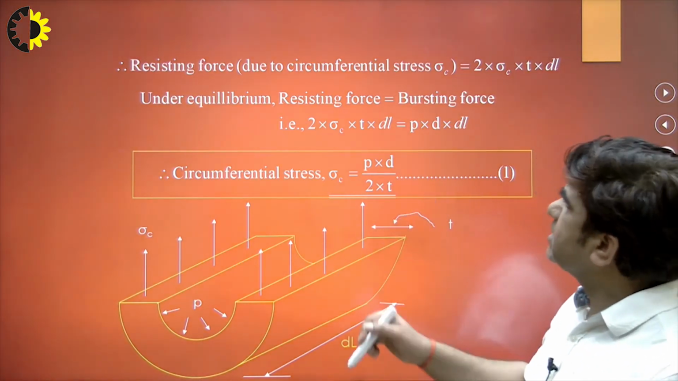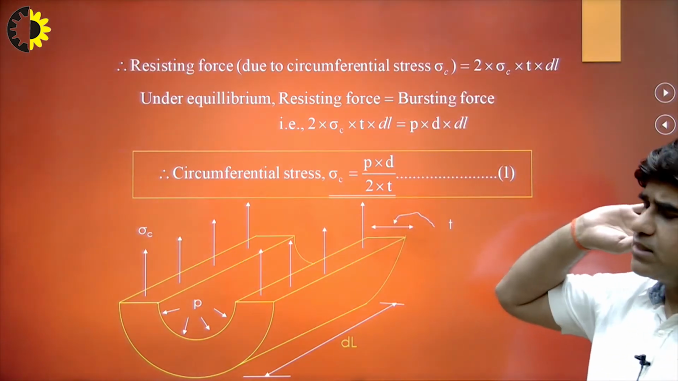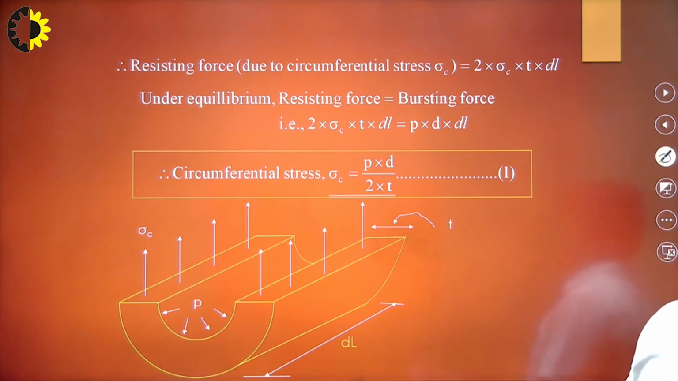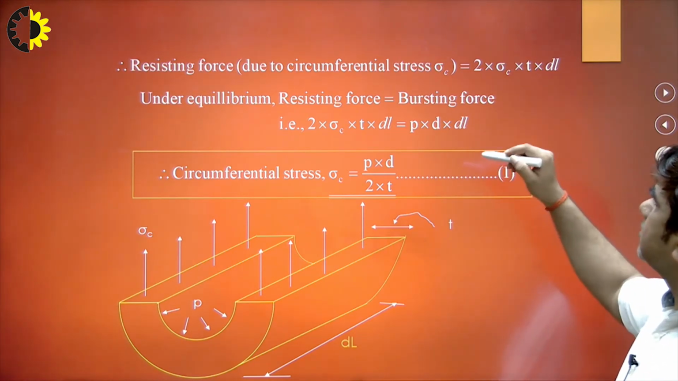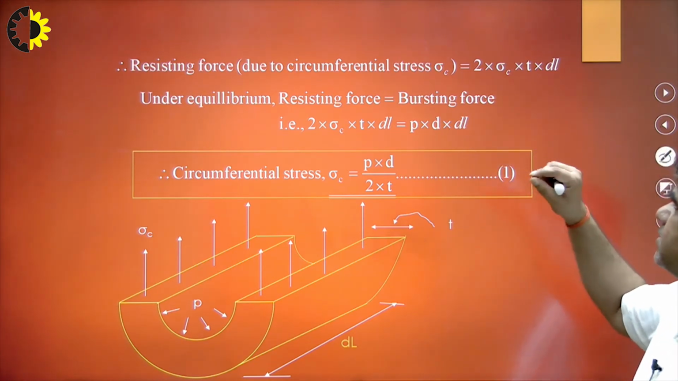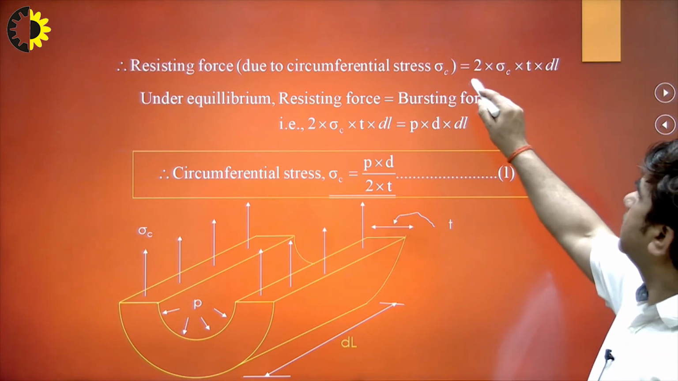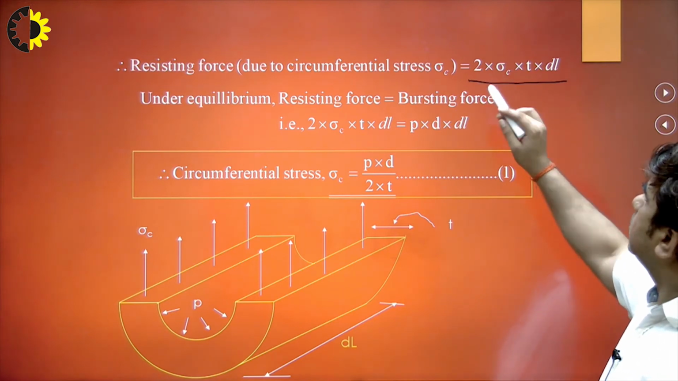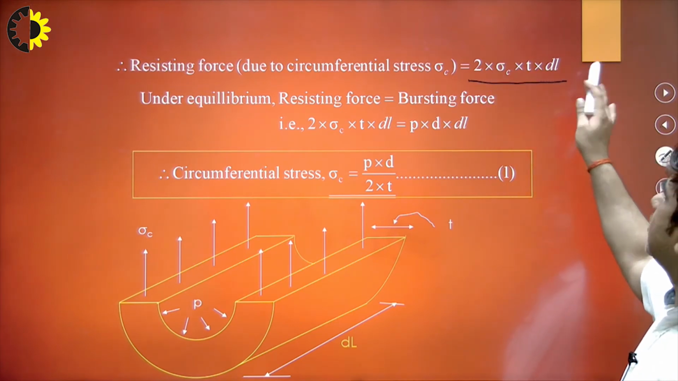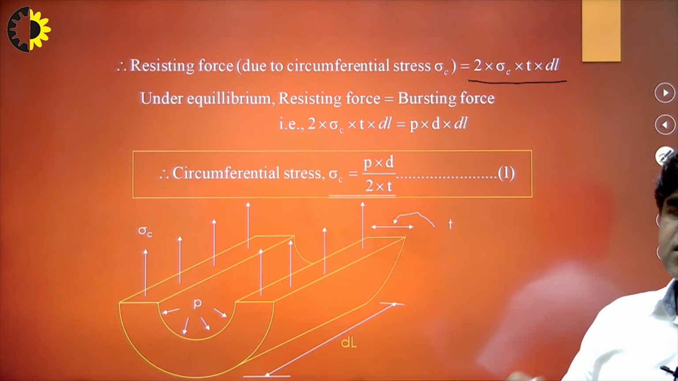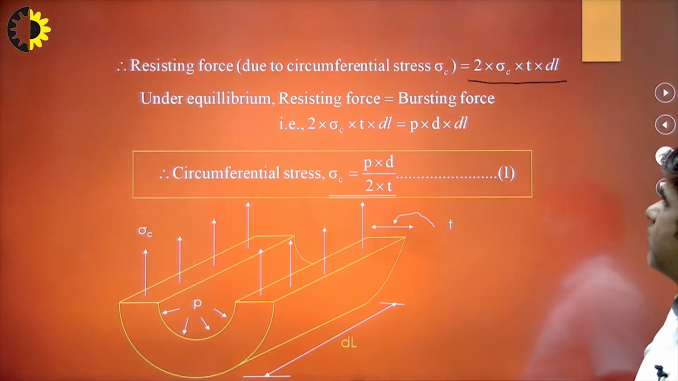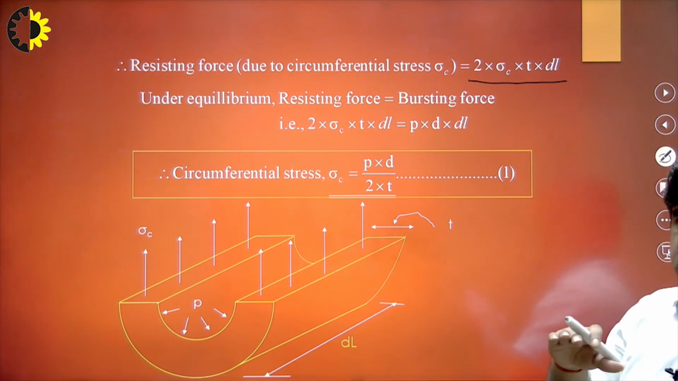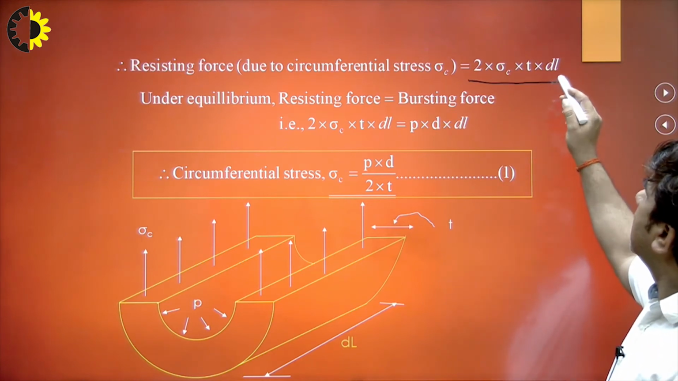Now resisting force, and this resisting force comes because of that circumferential stress or hoop stress. So on the basis of hoop stress, I may find the resisting force 2 into sigma c into T into dl, where T is the thickness of the cylindrical wall, sigma c is the hoop stress or circumferential stress, and dl is the elemental length.